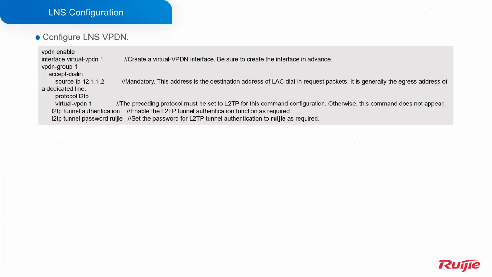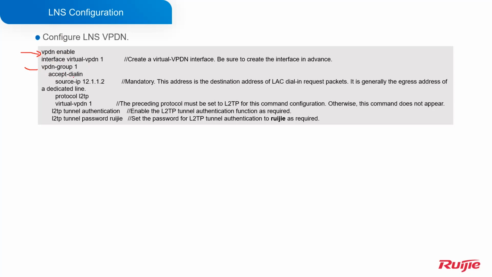And the key part we have to do on the LNS is, first, you have to enable the L2TP VPN. And then you have to create the virtual VPN interface. You have to use a virtual logical interface, not a physical one. And create VPN group 1, because maybe you also provide multiple tunnels for different LACs.